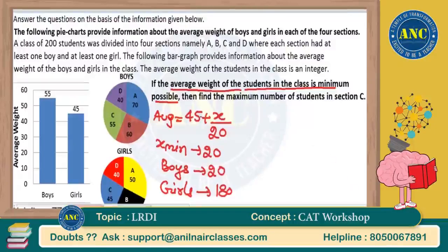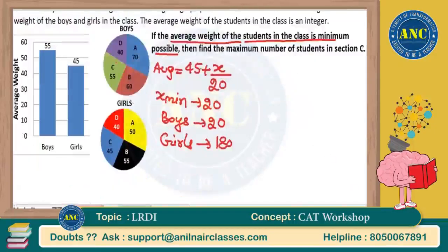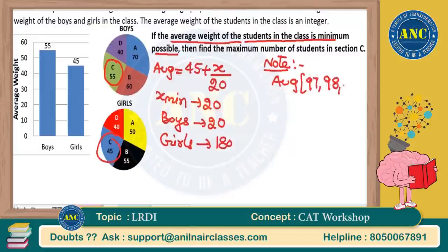Now maximum number of students in section C. Here it will be this entire region. In this one, the maximum number of students should be there. Now listen carefully, sir. First note, then I will solve. Note the average of 97, 98, 101.